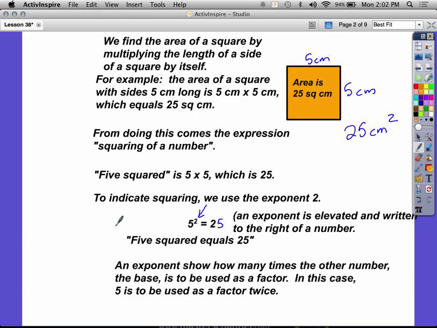And an exponent shows how many times the other number, or the base, is to be used as a factor. So in this case, 5 is to be used as a factor twice. So we have 5 times 5. If we had 5 to the 4th, where the exponent was 4, it would be 5 times 5 times 5 times 5. We'd write that 5 4 times.